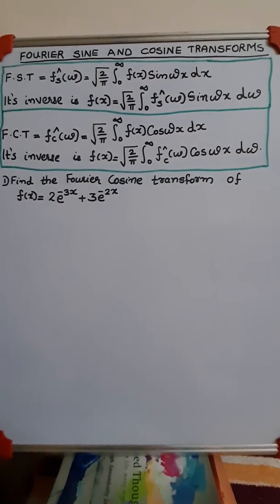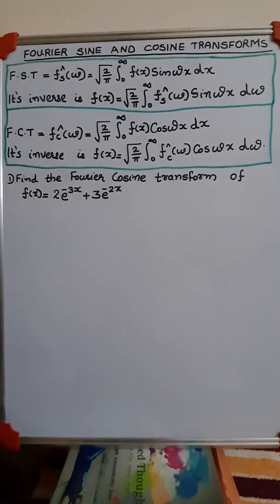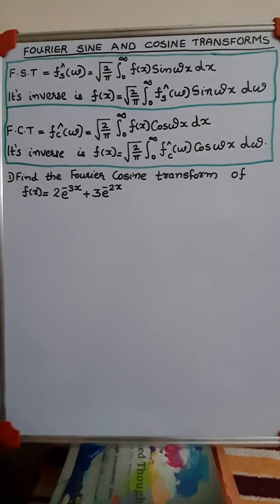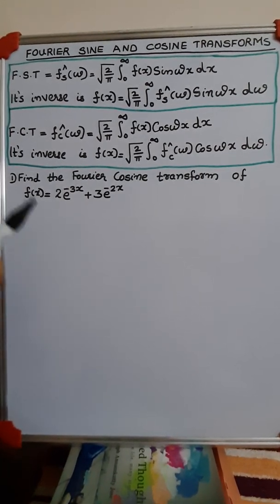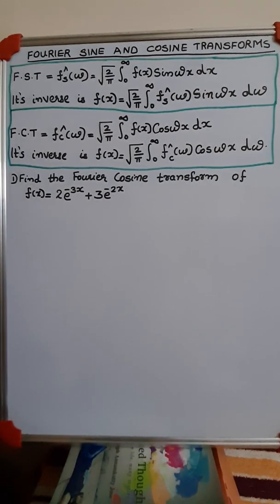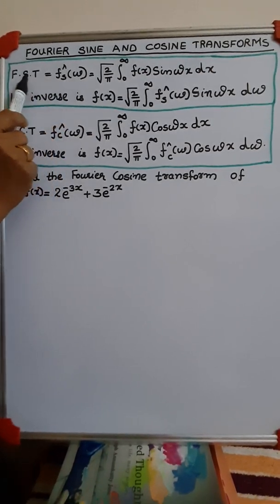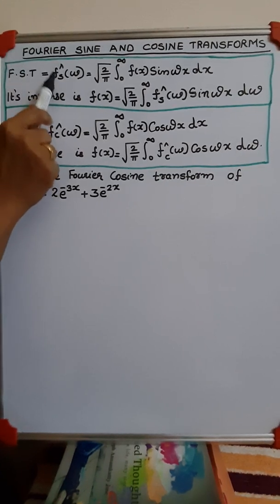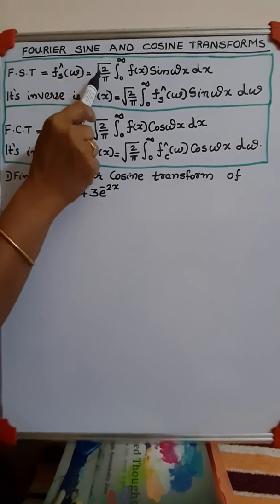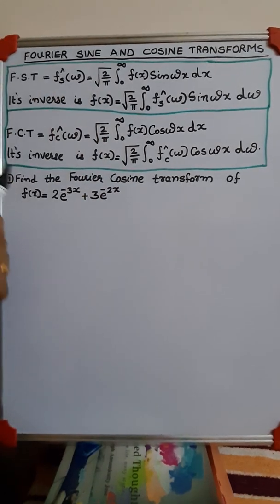Our next topic is Fourier sine and cosine transforms. I have already given the formula and notes of Fourier sine and cosine transforms through Google Classroom, and we have done a lot of problems there. Now the Fourier sine transform formula, the notation is Fs cap of omega. S stands for sine, and Fs cap of omega means this is a transformed function. The answer is root of 2 by pi integral 0 to infinity f of x into sine omega x dx.